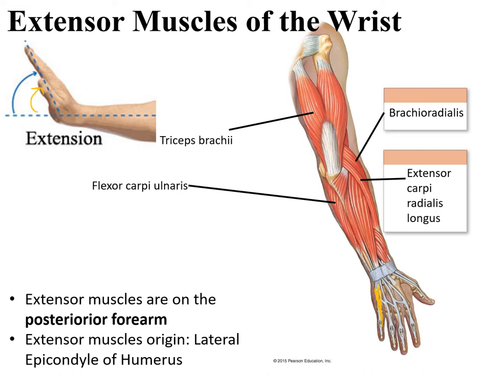Flexor carpi radialis longus, right? So on the thumb side, right, we have the extensor carpi radialis muscles. So these are responsible for extension. They're on the back. What are they extending? They're extending the wrist. What side of the wrist? On the radial side of the wrist.